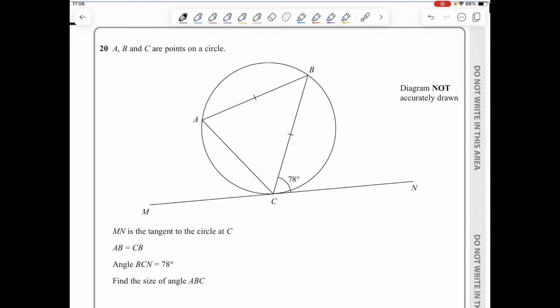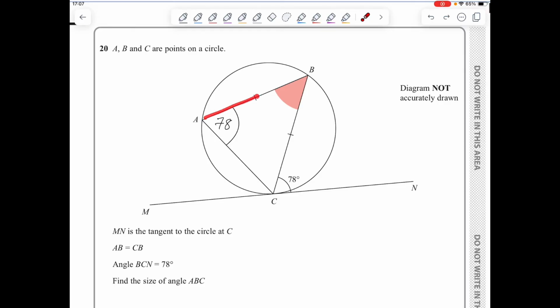For question 20, I need to find angle ABC, which is this one. Now I have a tangent, and I'm going to use the alternate segment theorem, which states that this angle here that the tangent makes with BC is equal to the angle BAC, which is this one. So this angle here is 78 by the alternate segment theorem.